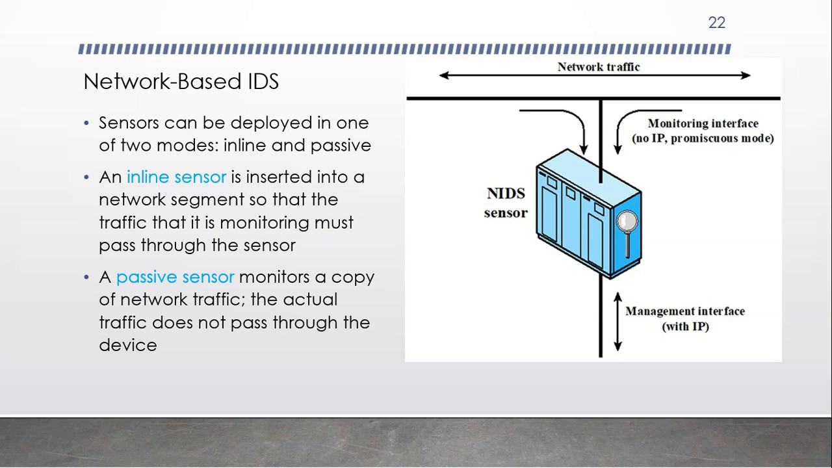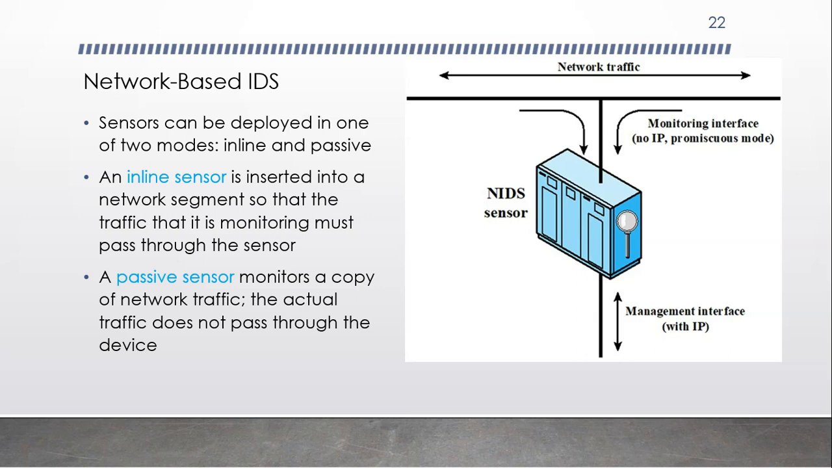Sensors can be deployed in one of two modes, inline and passive. An inline sensor is inserted into a network segment so that the traffic that it is monitoring must pass through the sensor. One way to achieve an inline sensor is to combine NIDS sensor logic with another network device, such as a firewall or a LAN switch. This approach has the advantage that no additional separate hardware devices are needed. All that is required is NIDS sensor software.